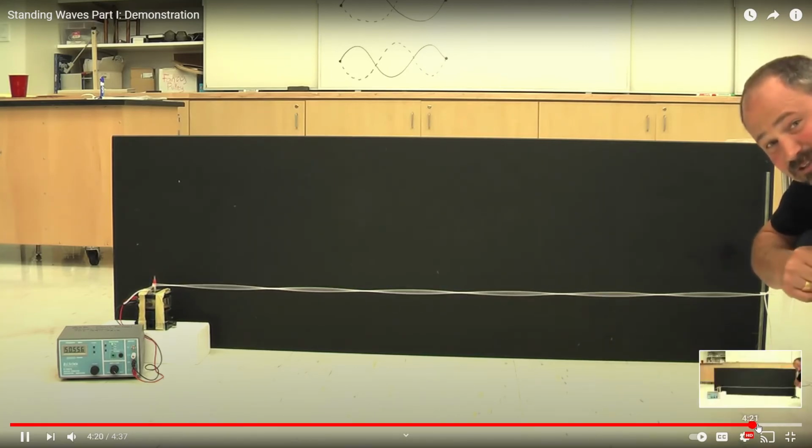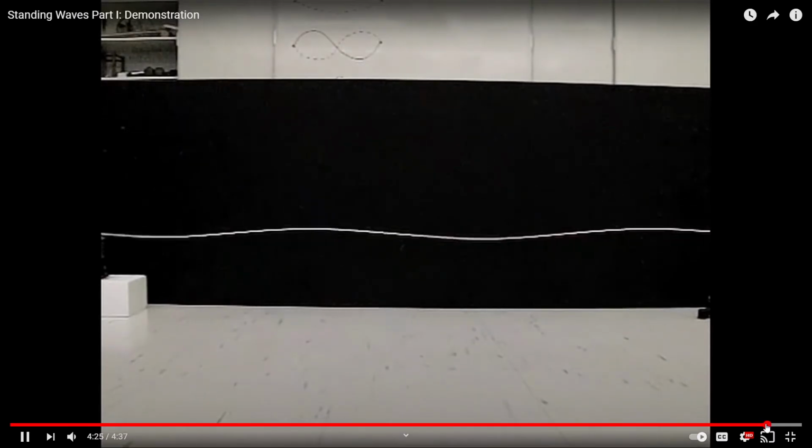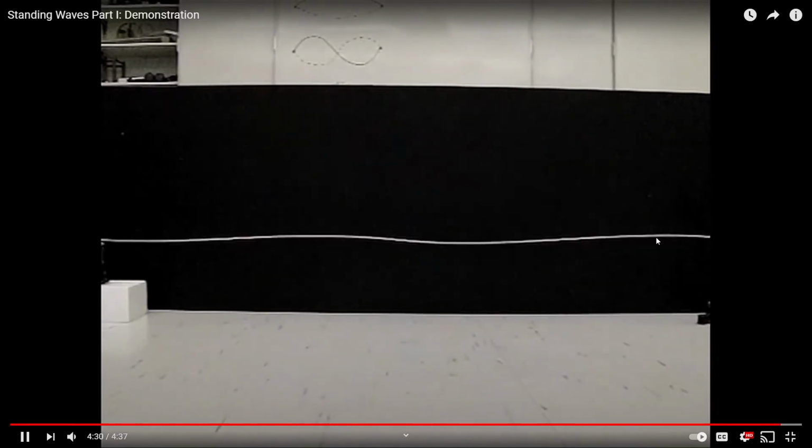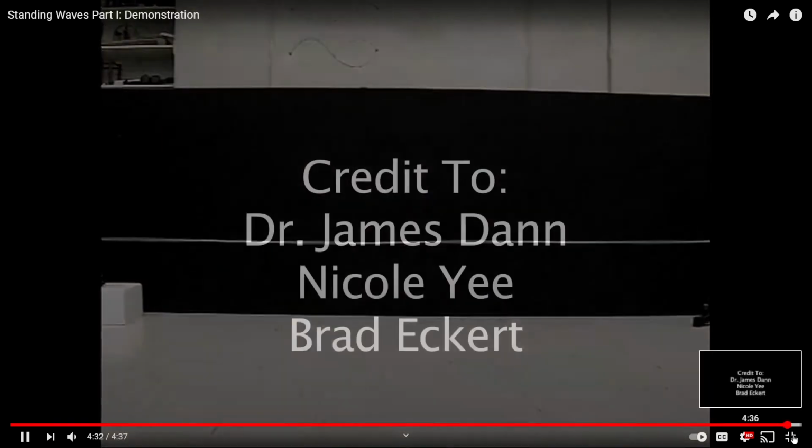Let me show you the. So this is it in slow motion. Even though it looks like it's kind of oscillating and staying still, in slow motion you can see that the waves are moving up and down.